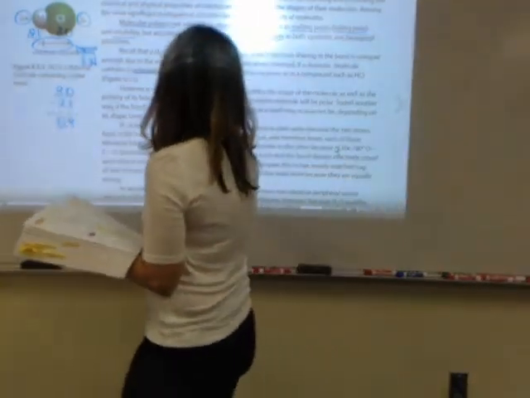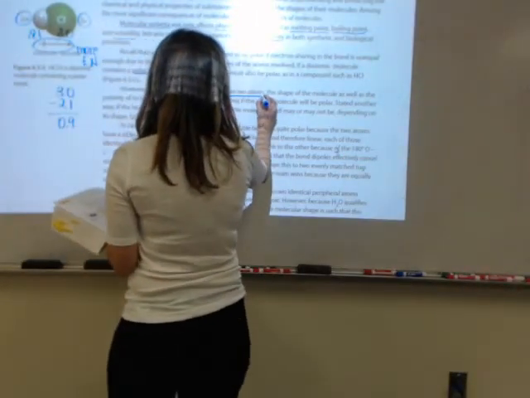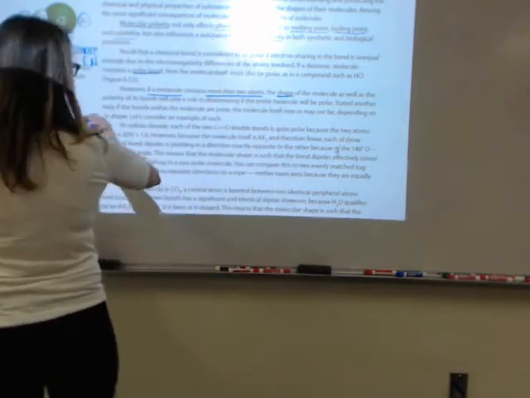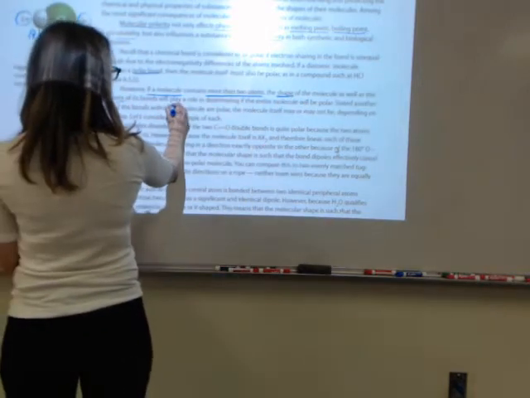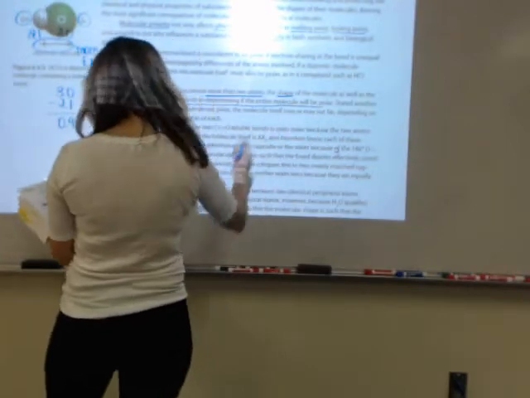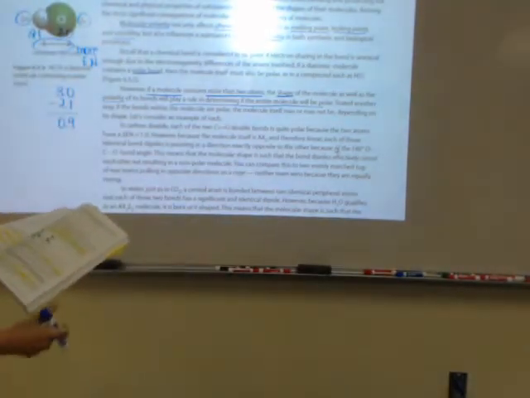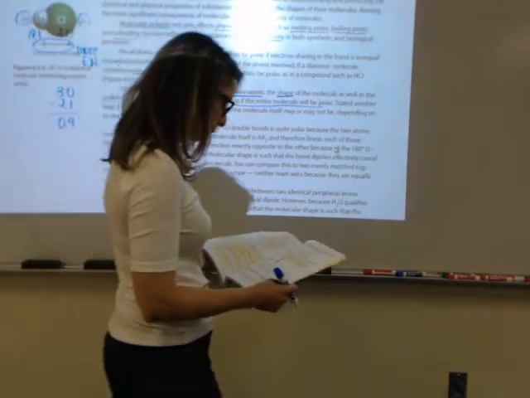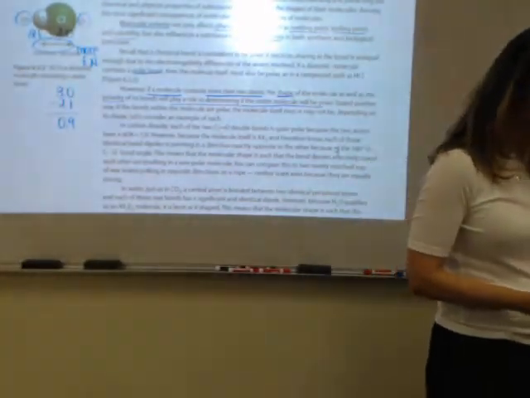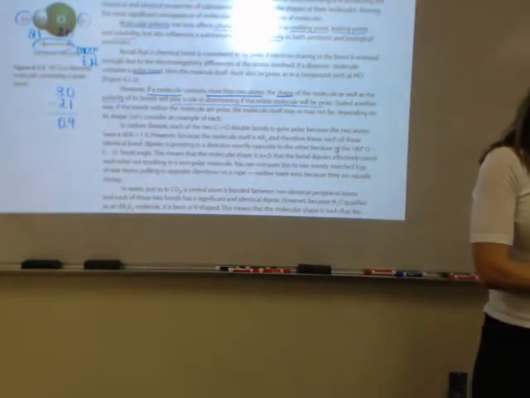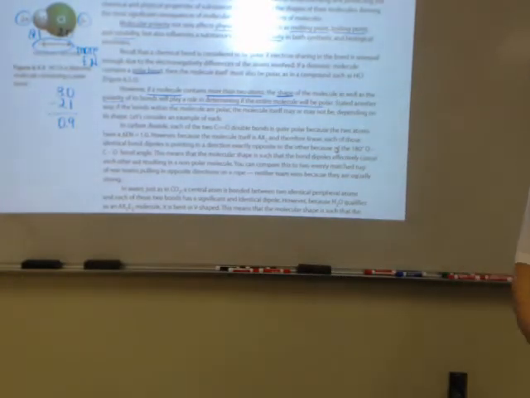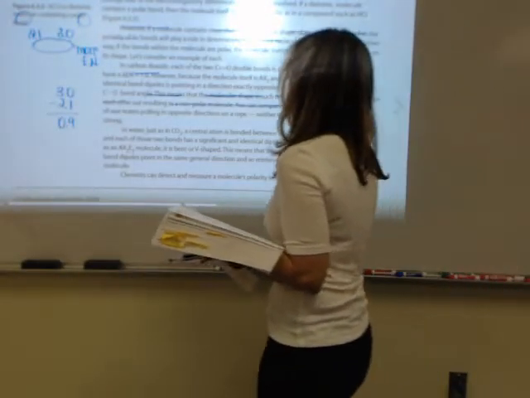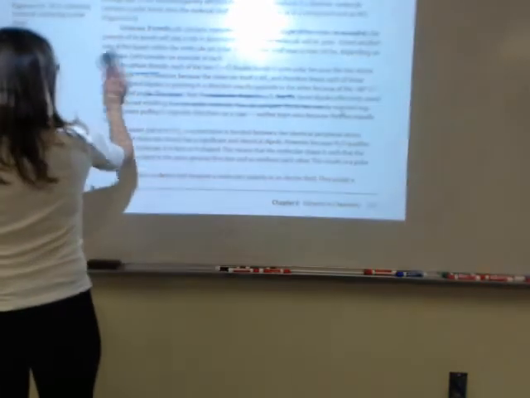And if a molecule has more than 2 atoms, the shape of the molecule as well as the polarity will play a role in determining if the entire molecule is itself polar. And we're going to be taking a look at polar molecules, and then we will talk about what kind of intermolecular forces those polar molecules will have. So let's start by talking about carbon dioxide.